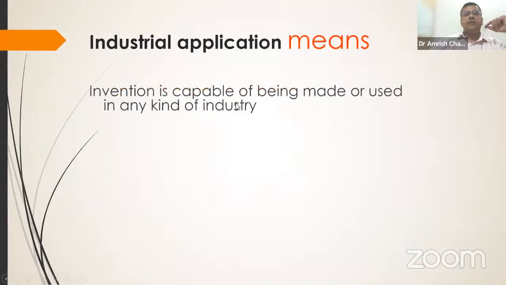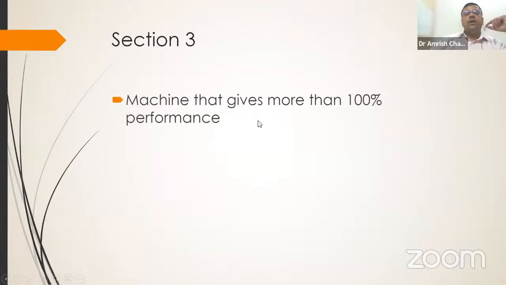And then industrial application means it should be capable of being made or used in any of the industry. So apart from these three things that I have pointed out, that is novelty, inventiveness, and industrial applicability, there are another two sections in the Patent Act, which are section 3 and section 4, which will tell you what all cannot be patented. Now, the art of thinking what can be patented is yours. The government will not tell you what can be patented. The government just tells you what all cannot be patented.